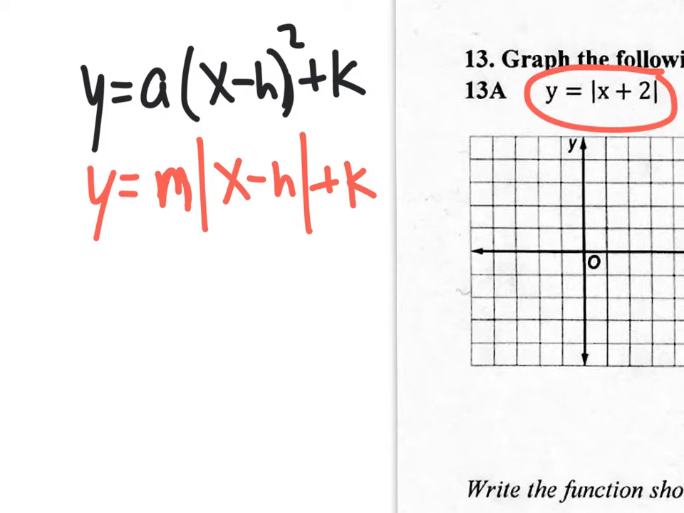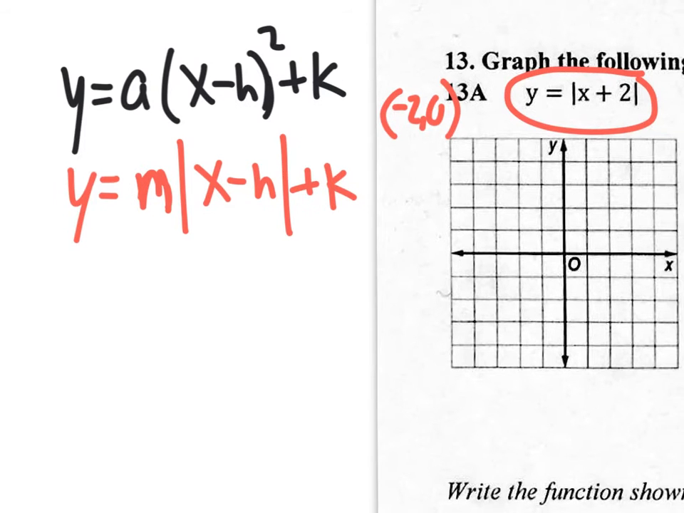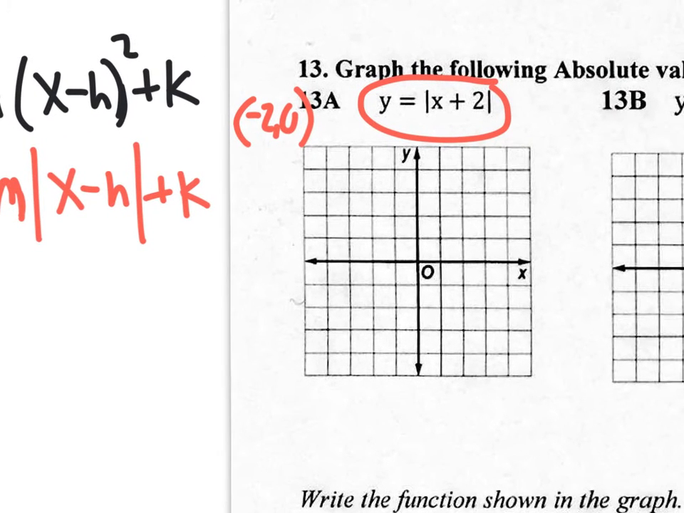Okay? So what would your vertex be of number 13a? It would be negative 2, comma 0, because there is no k value, right? So for this guy, if you go to negative 2, 0, that'll be your most important point. So let's go to negative 2, 0. That's the most important point.